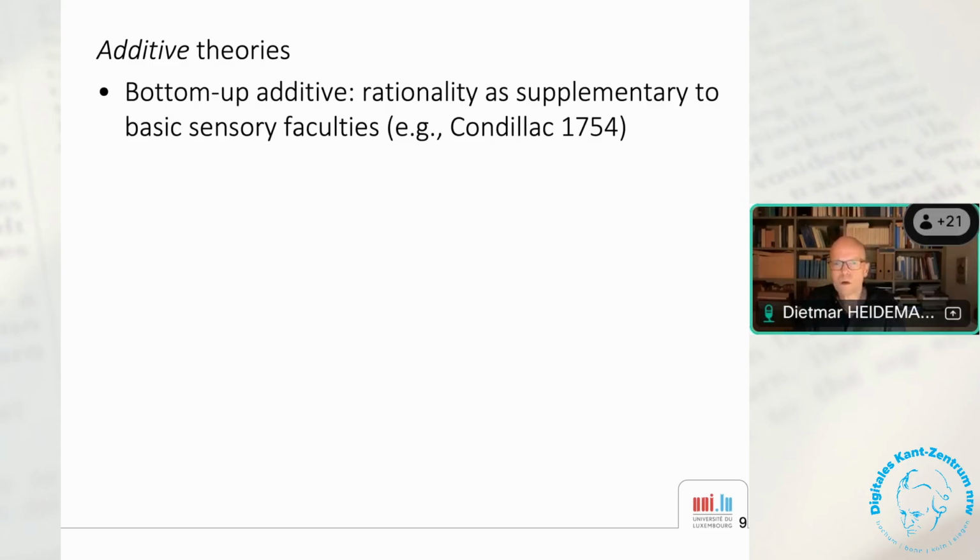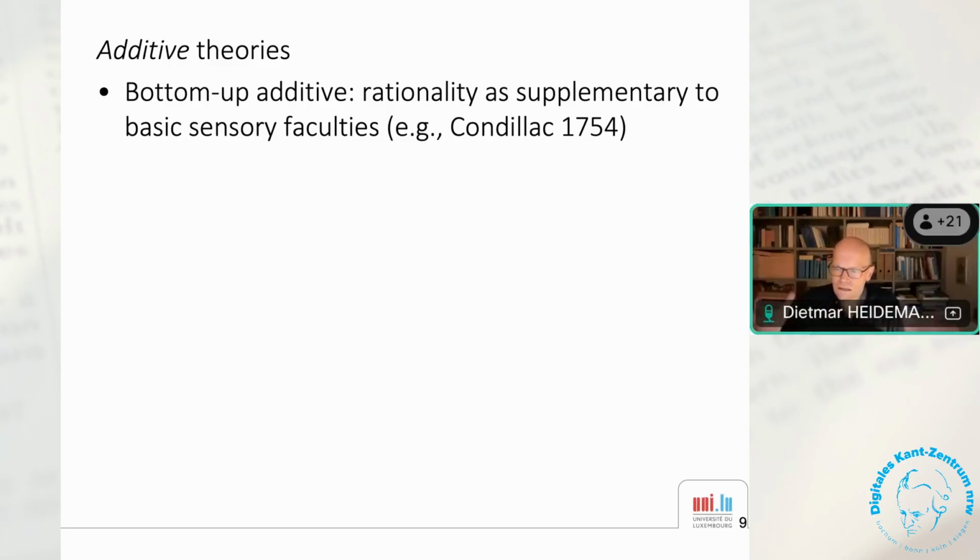In additive theories, as I said, one option is a bottom-up additive account of rationality, where rationality is supplementary to basic sensory faculties, in the way that we start off with very fundamental capacities of the outer senses, and then pile up on those very fundamental faculties the more complex ones, until we arrive at a rational capacity that then forms the full account or idea of what human rationality is. And this can be found in a very influential book. Many of you know this certainly: Condillac from 1754, Traité des Sensations, where Condillac does exactly that. I think it's a very good example of a bottom-up additive theory.